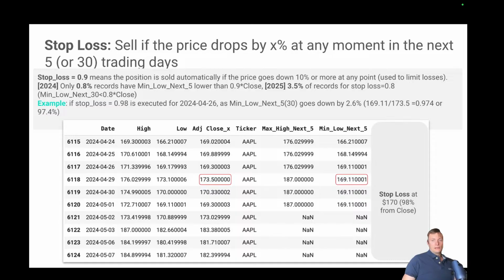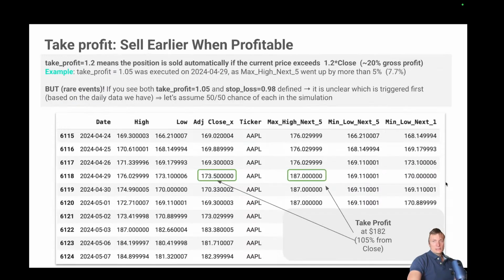And if on Sunday price suddenly goes down, it may not be the reason to sell it immediately. So that's the negative side.